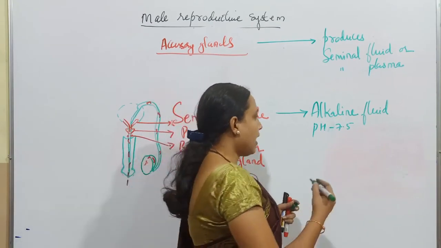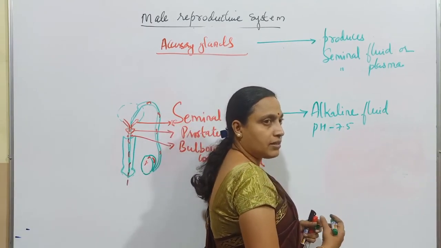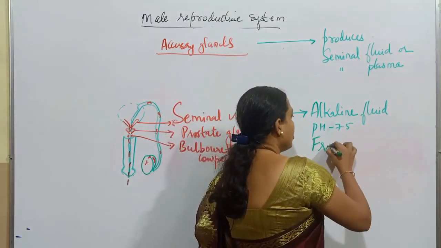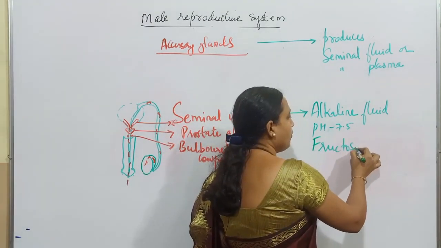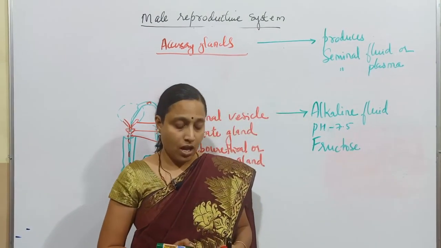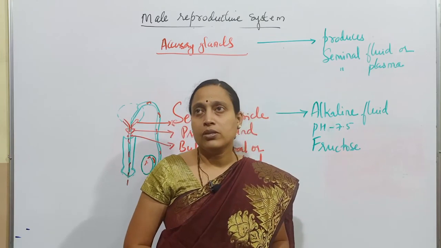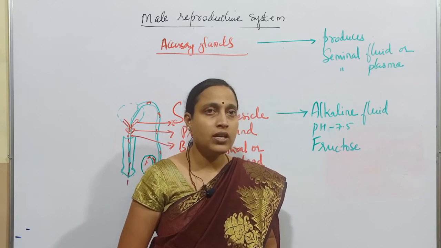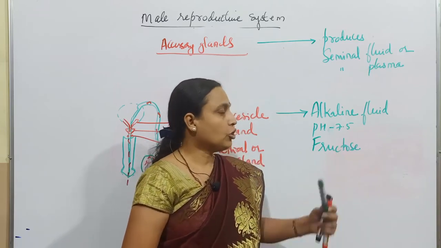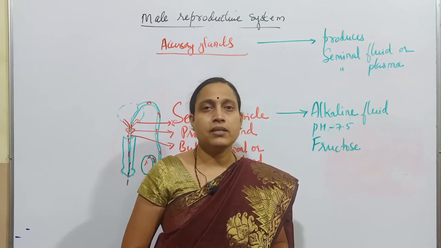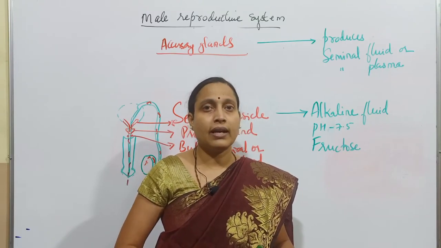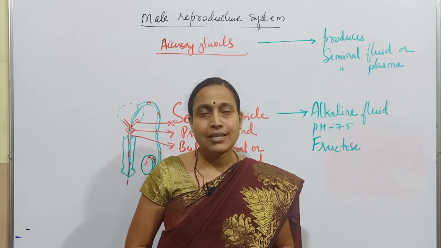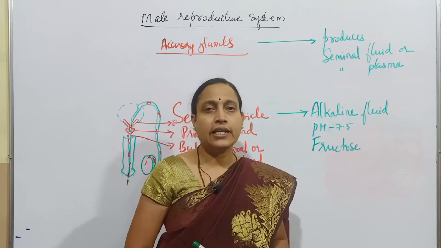Now the components that the seminal plasma secretion has: the secretion also consists of fructose. The role of fructose is that it will provide energy for the sperms. It is a source of energy for the sperms. And you should also know that fructose is the only substance that is secreted only in the male reproductive system. As a result, it is a good marker for detection of crime.